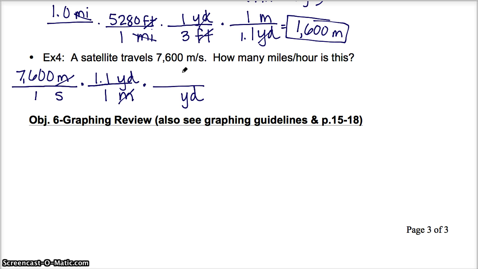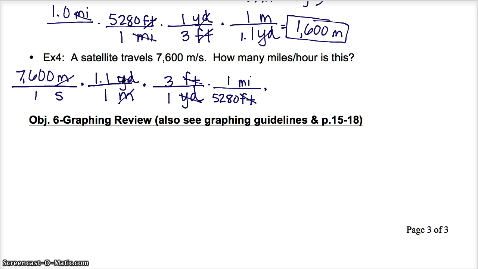And then on top, I can go from yards to feet. I know in 1 yard, I have 3 feet. And I want the feet to cancel, so I'm going to put that down low. And I know that in 1 mile, I have 5,280 feet. All right, great. Now I'm at miles, so I know I can stop there because I took my meters and made it to miles. However, I still have my seconds, and I got to change that to hours.